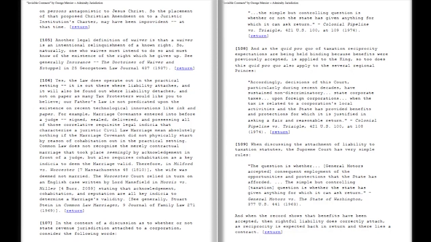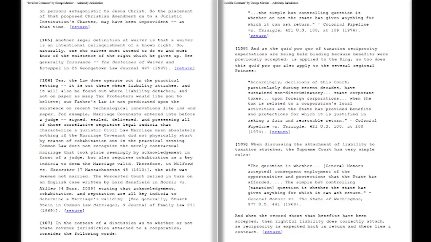Return. 106. Yes, the law does operate out in the practical setting. It is out there where liability attaches, and it will also be found out where liability detaches, and not on paper as many tax protesters would like you to believe. Our father's law is not predicated upon the existence of recent technological innovations like ink and paper. For example, marriage covenants entered into before a judge, signed, sealed, delivered, and possessing all of those correlative requisite legal indicia that characterize a juristic civil law marriage mean absolutely nothing if the marriage covenant did not physically start by reason of cohabitation out in the practical setting.